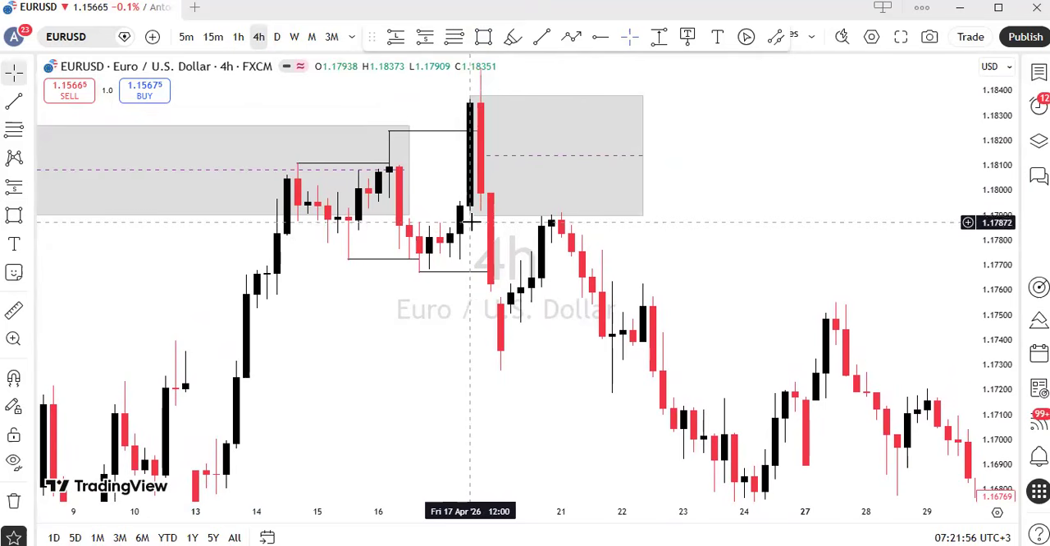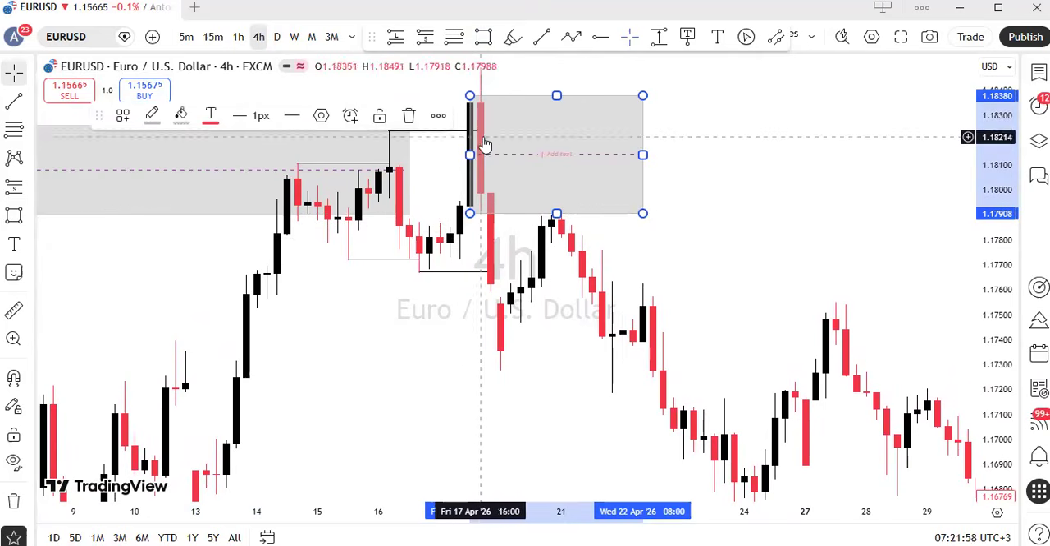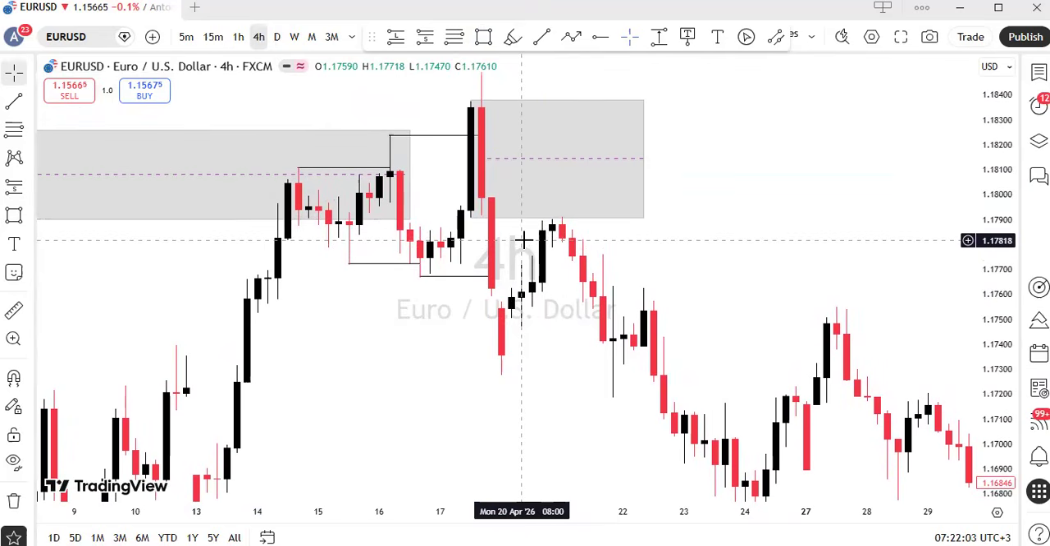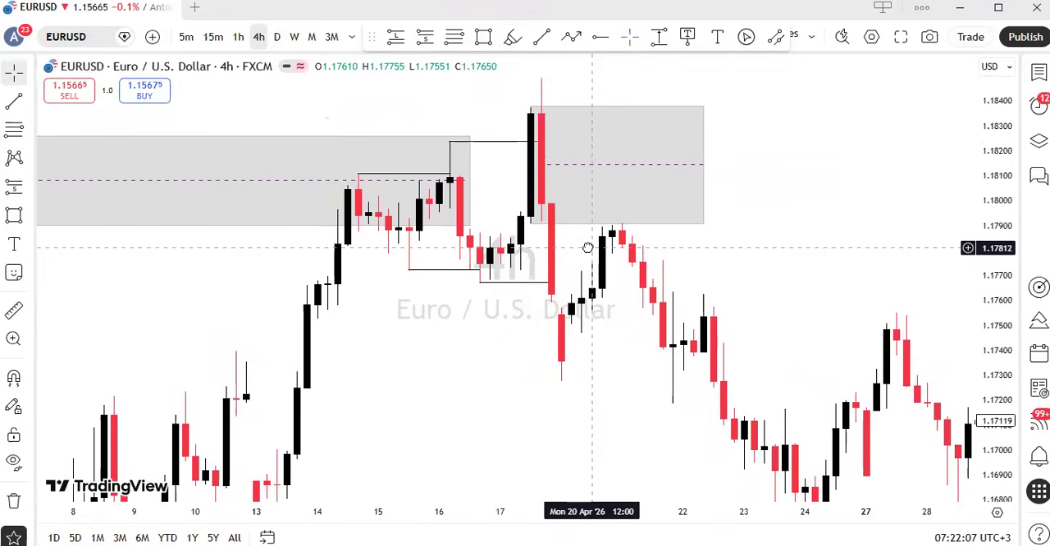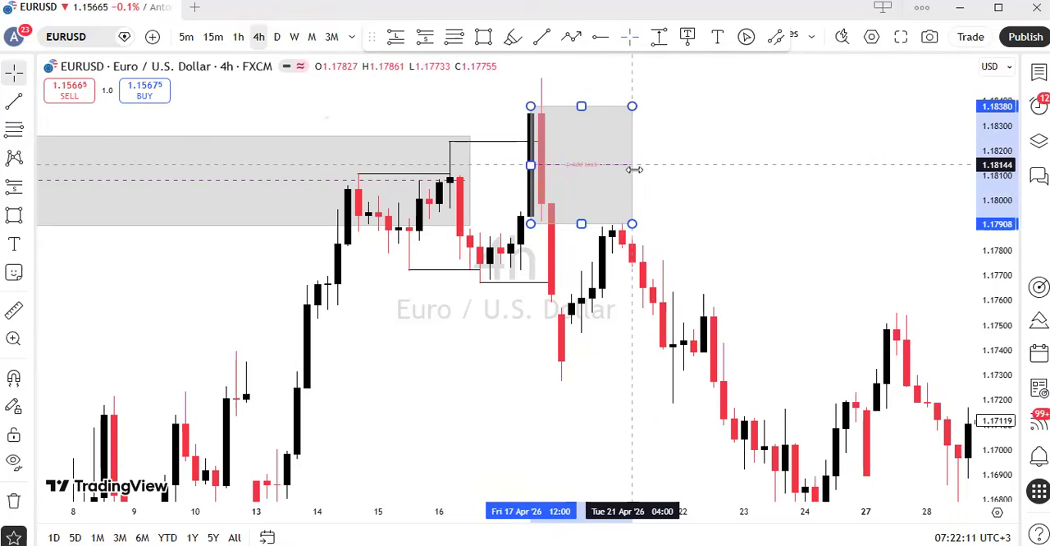And secondly, make sure that the order block that you are marking is a fresh order block. What do I mean by that? A fresh order block should not be mitigated. Okay, it should not be tapped. So it means now it is unmitigated.